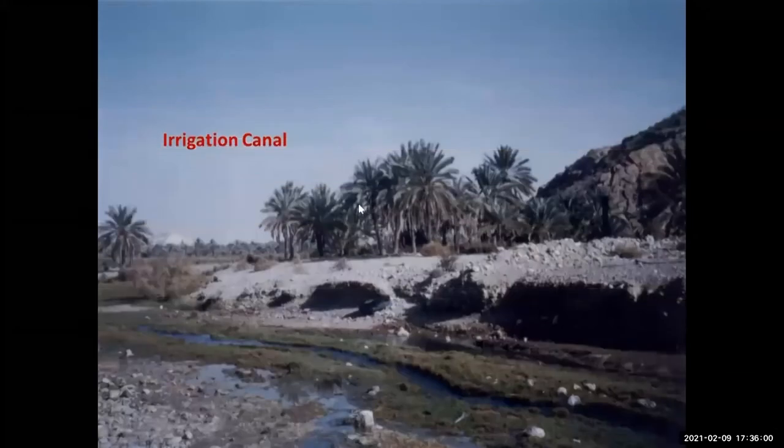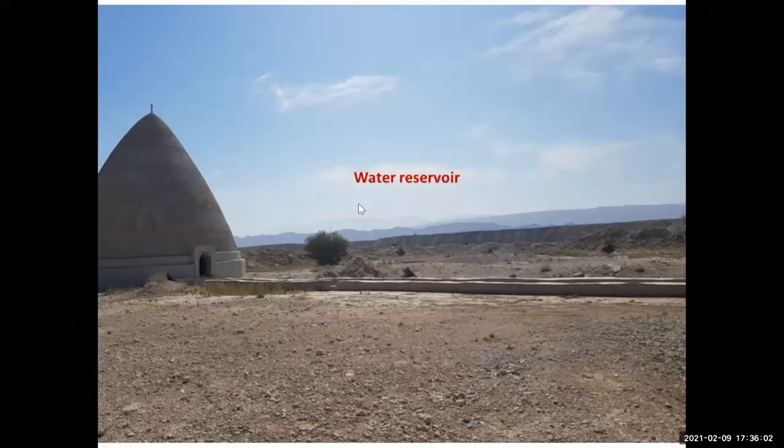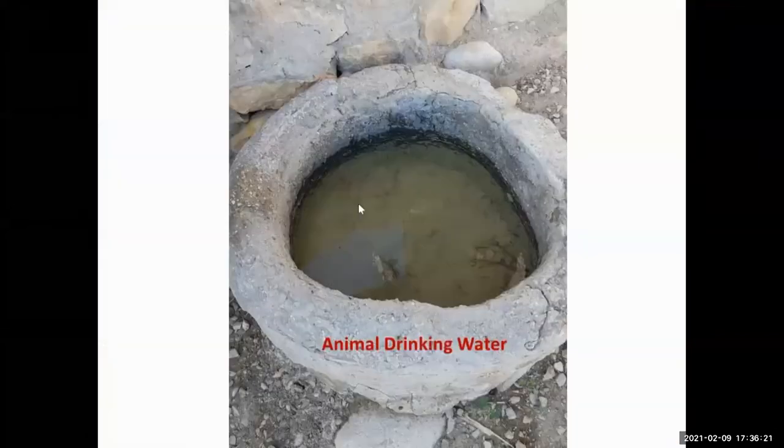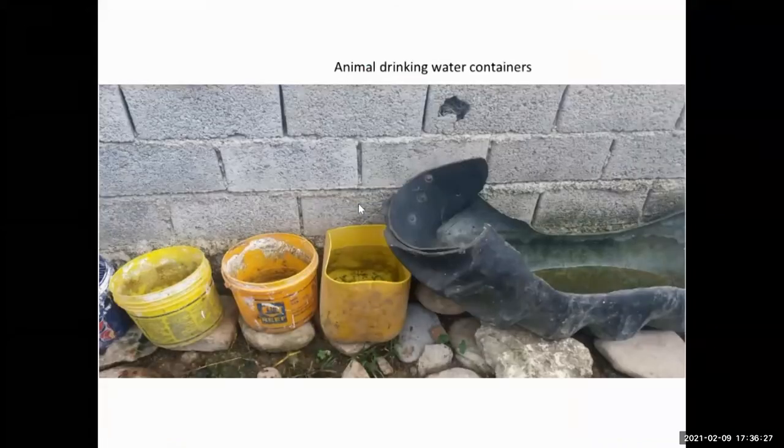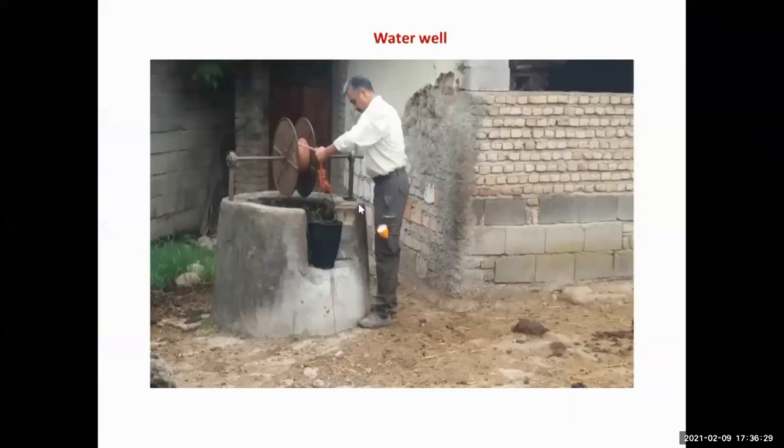Yes, irrigation canal. This is the typical water reservoir in hot areas in southern Iran, in desert-like areas, where water from rain goes inside when it rains, and then the water is used for the rest of the season or the year. Animal drinking water, and also water stored in barrels, animal drinking water containers, and wells.